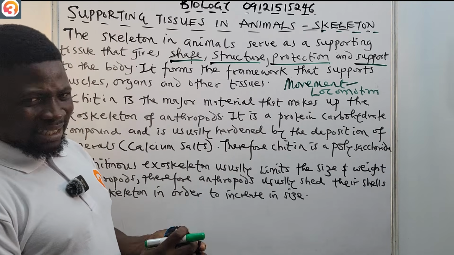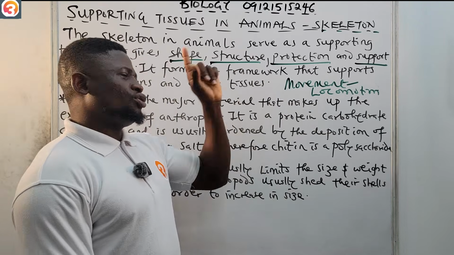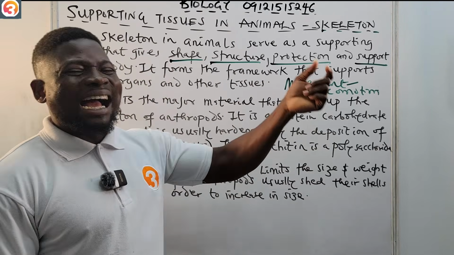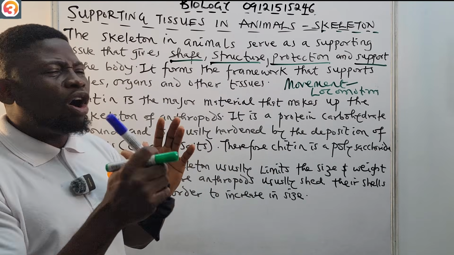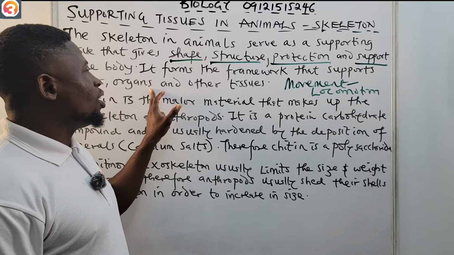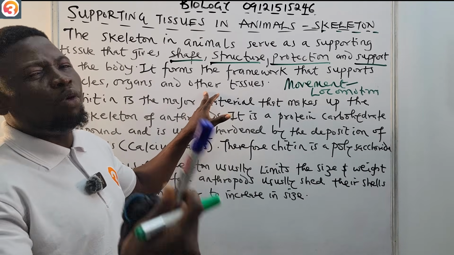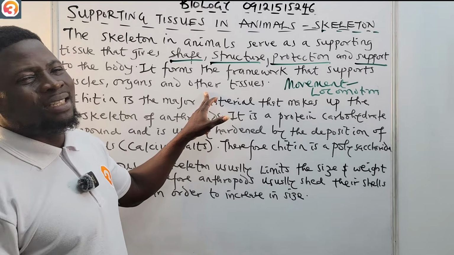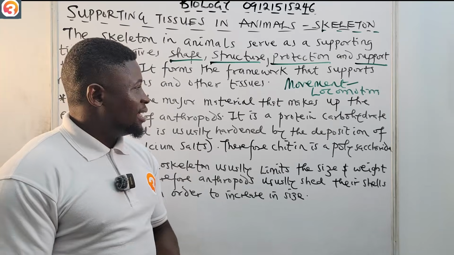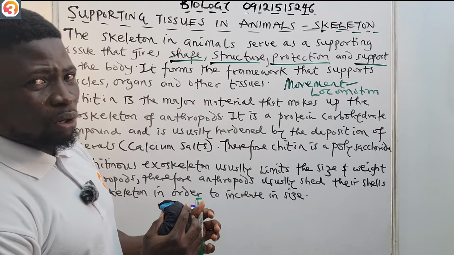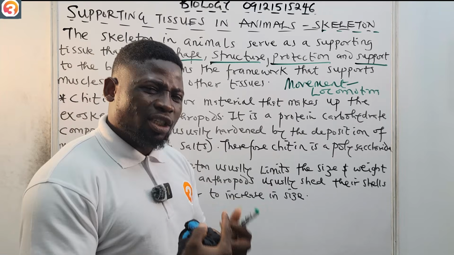So the skeleton in animals serves as a supporting tissue that gives shape, gives structure, gives protection, and supports the body, all right? And then it forms a framework that supports muscles, organs, and other tissues, okay? So you can say the skeleton is a framework that supports the body. It forms the framework that supports muscles, organs, and other tissue. All right, so you must take note of that. So a skeleton is a framework that gives support to the body.